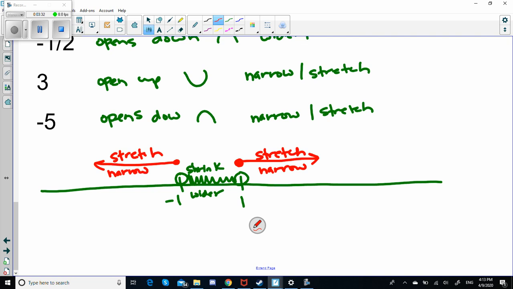So you know just by looking at that A, first you know if it opens up or down, and then secondly you know if it's more wide, being a shrink, or if it's more narrow, being a stretch of the parent function.